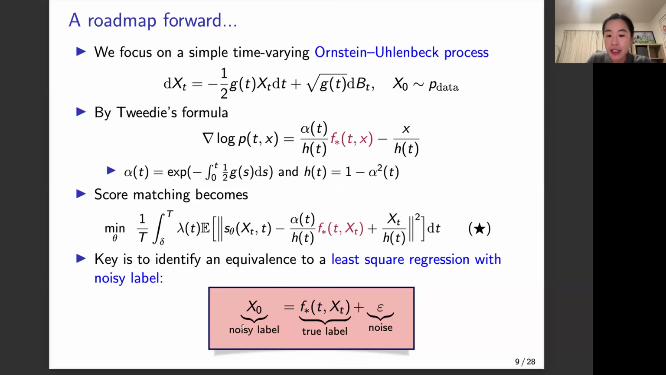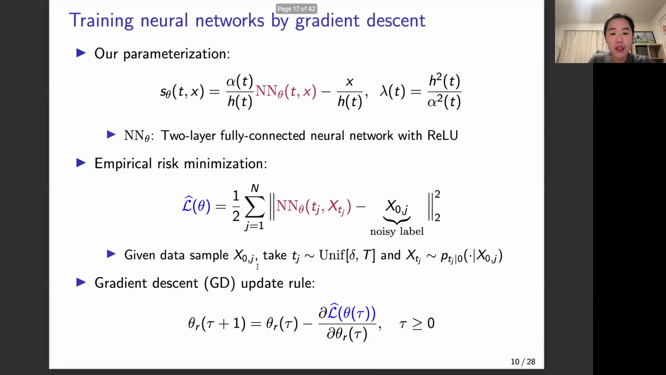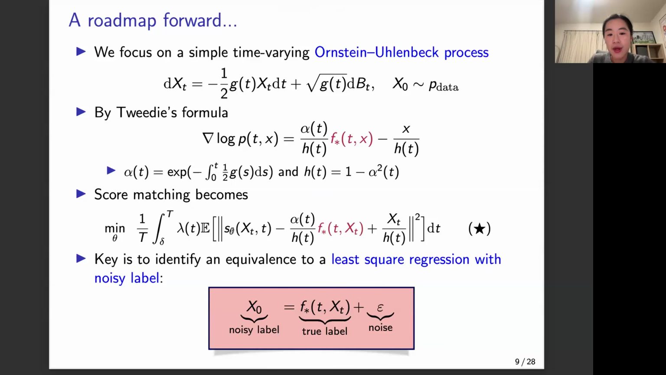Another nice thing is that this noisy label x0 can serve as a noisy label of the true posterior mean that we want to approximate. A more involved thing is that epsilon is not an independent noise that people typically use in the linear regression literature, because it depends on both xt and x0. But we have a nice view to move forward once we make this identification. So what we have now is a nonlinear regression with a noisy label. Okay.